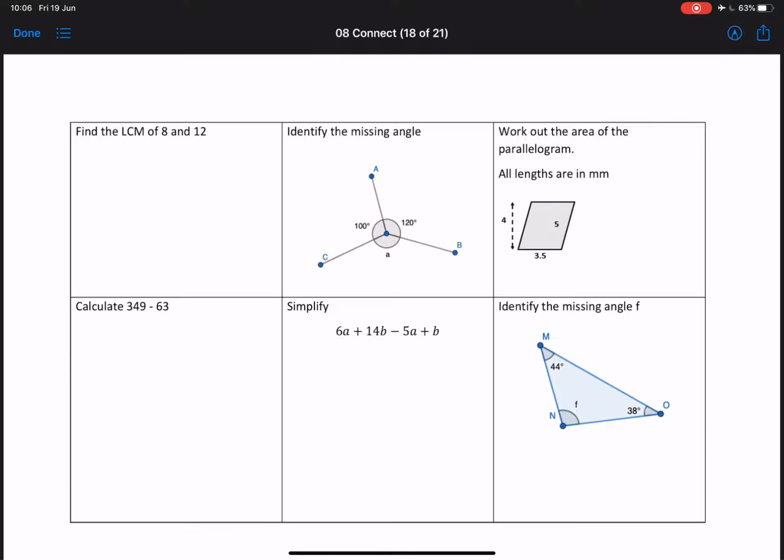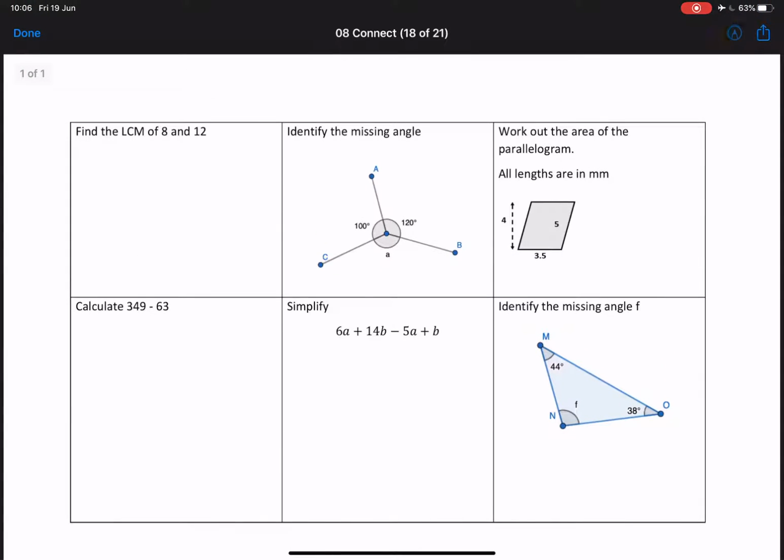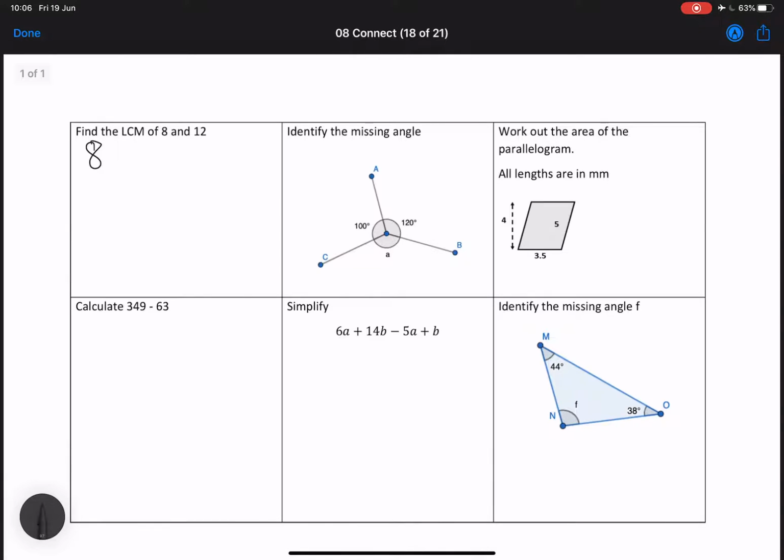So to go through today's Connect Grid nice and quickly for you first of all. Find the lowest common multiple of 8 and 12. Multiples, think multiply, think times tables. If I write out my multiples, I can have 8, 16, 24, 32, that would keep going. I could have 12, 24. I can see my lowest common multiple is 24.